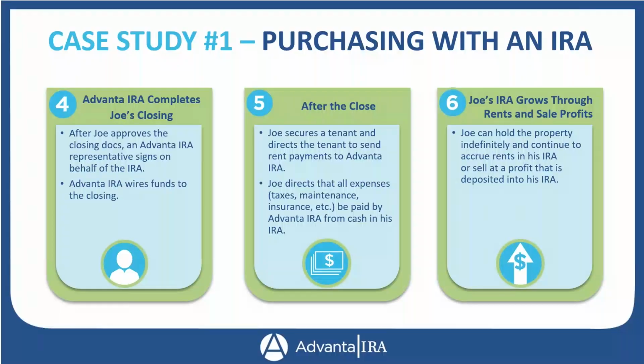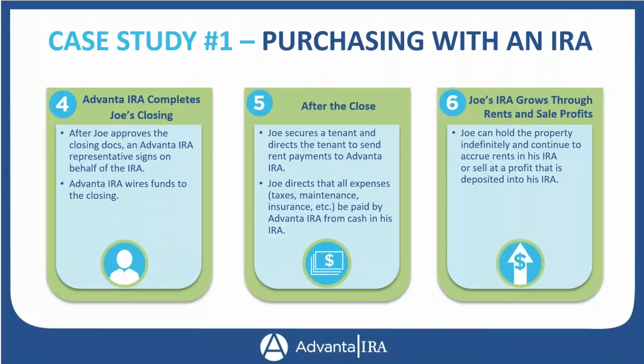Now, if Joe wants the rent payments to go to his PO box, that's okay, but he wants to make sure that those checks are made payable directly to the IRA. So he's not going to take constructive receipt of those. He's just going to forward the check on to Advanta for us to deposit. But in many cases, tenants send checks directly to us, or they send us an ACH for deposit to the account for their rent.